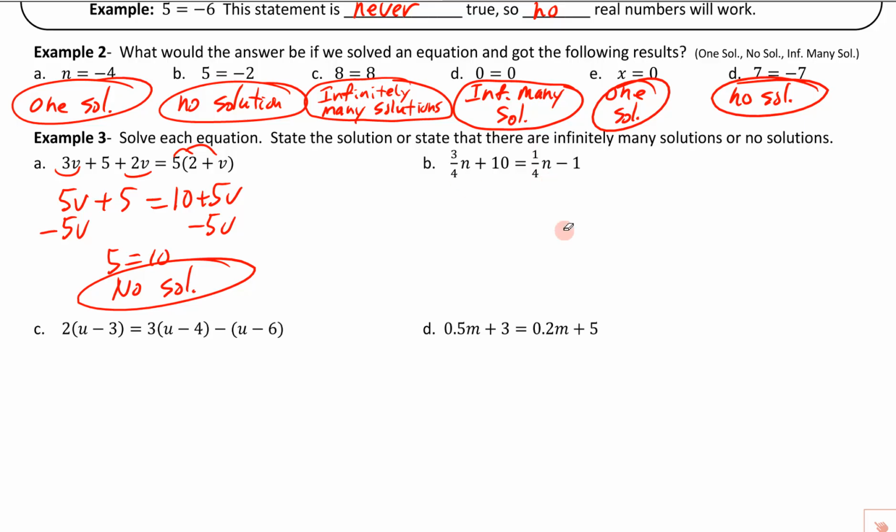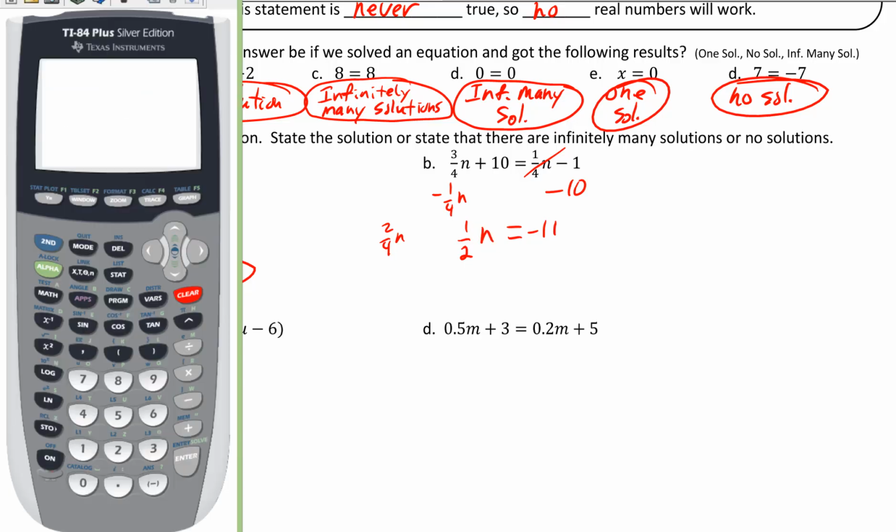So notice that we've got some fractions. There's no simplifying to do, no distributing, no collecting like terms or anything like that. So we need to get the variable on the same side. So we've got a 3/4 n and a 1/4 n. This is the smaller one, so I'm going to subtract 1/4 n from both sides. If I move the n's over on this side, I want to move that 10 over to the other side. So I'm going to do that by subtracting 10. So I've got that equal sign in the middle. Negative 1 minus 10, that would be negative 11. And then we've got 3/4 minus 1/4 n. So that's going to be 2/4 n, which is going to be a 1/2 n.